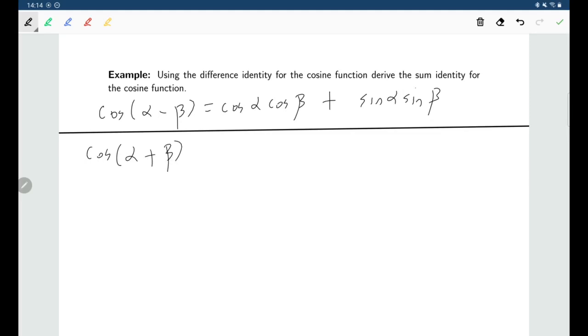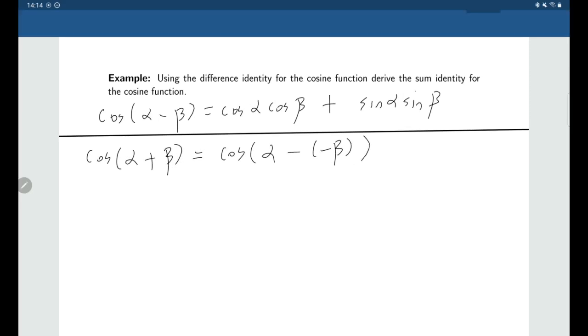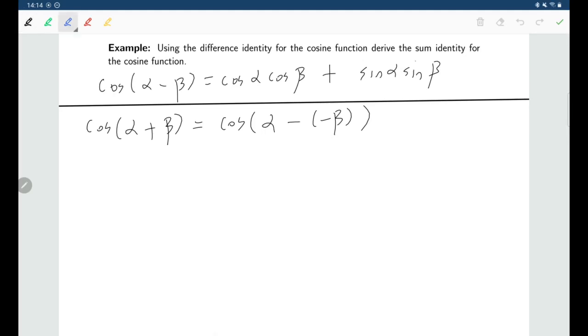And so the idea that I'm going to use here is that if you're thinking about cosine of alpha plus beta, that's the same thing as cosine of alpha minus negative beta. And by rewriting things this way, I've now expressed it in a way where I can use my difference identity. This is now cosine of one angle minus another angle, and we know how to find cosine of one angle minus another, so that's what I'll do. I'll use that difference identity, and it should be cosine of the first angle, cosine of the second angle, plus sine of the first angle, sine of the second angle.